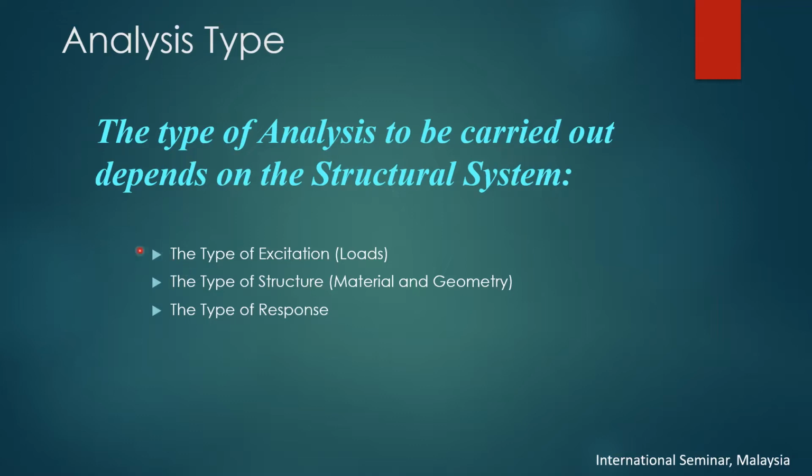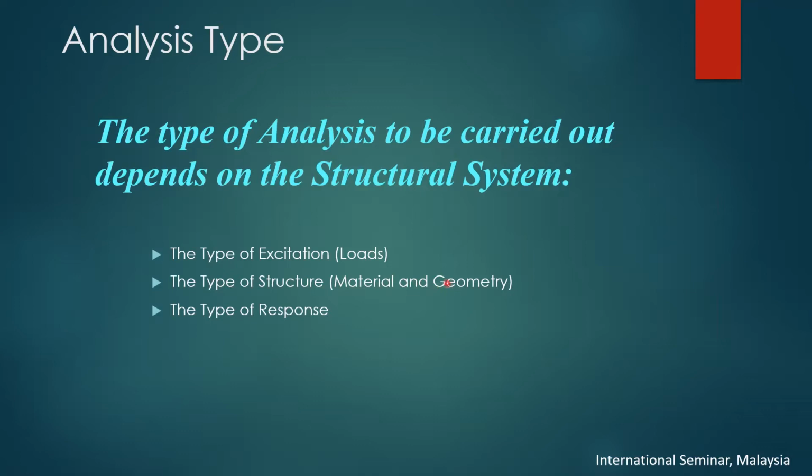So also, not only the type of excitation, but also the type of structure, the material and geometry. We have several types of lateral resisting elements. We have different types of structural systems, different types of material, and different types of regularity and irregularity in the geometry of the structure or of the building. For example, if you are particularly talking about the building, the material timber is different than steel, different than concrete, different than masonry, in a lot of physical and mechanical properties.